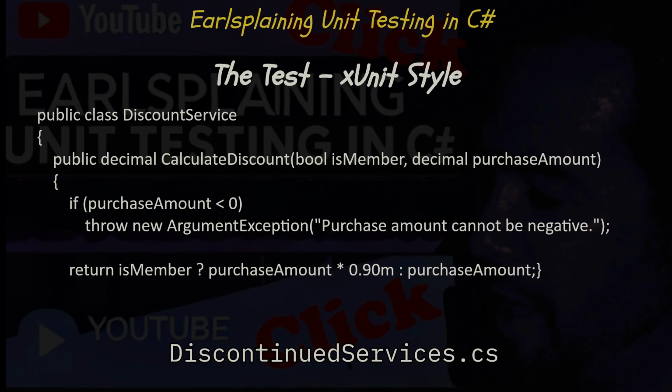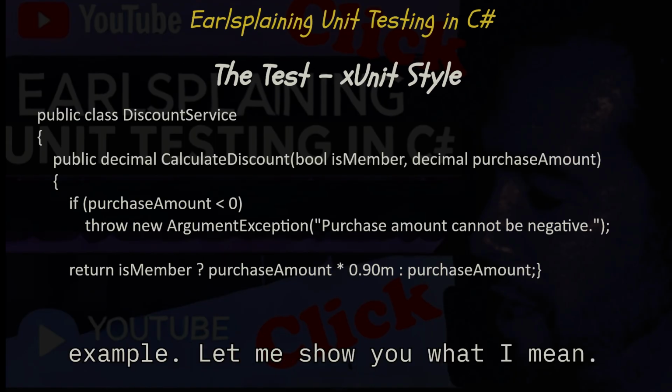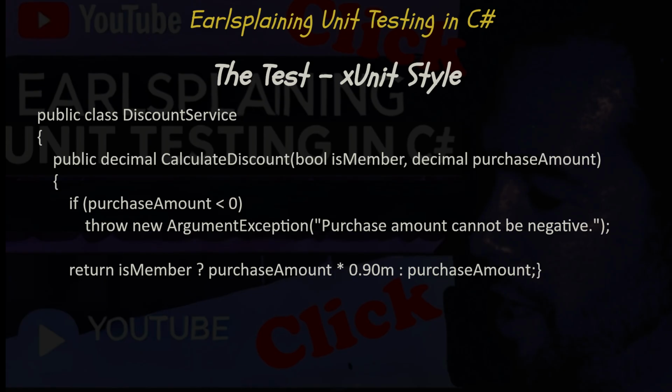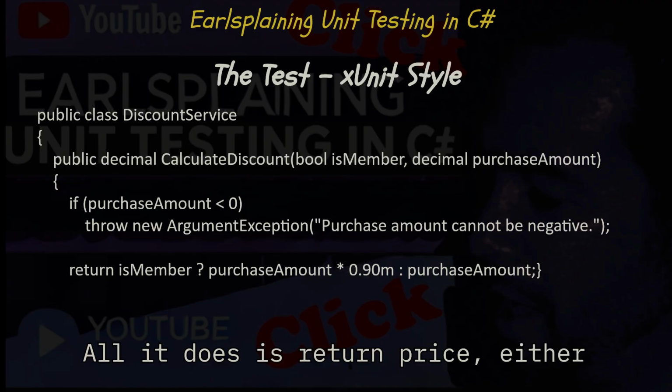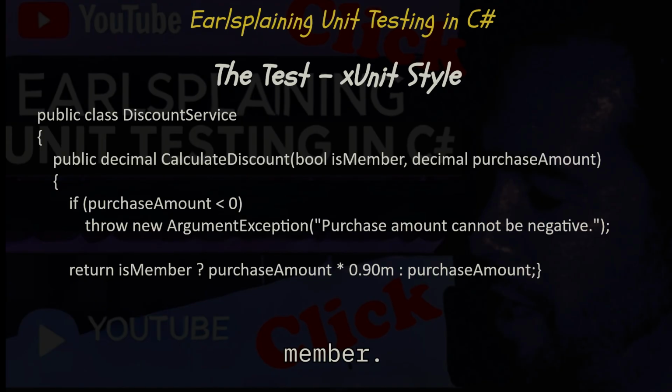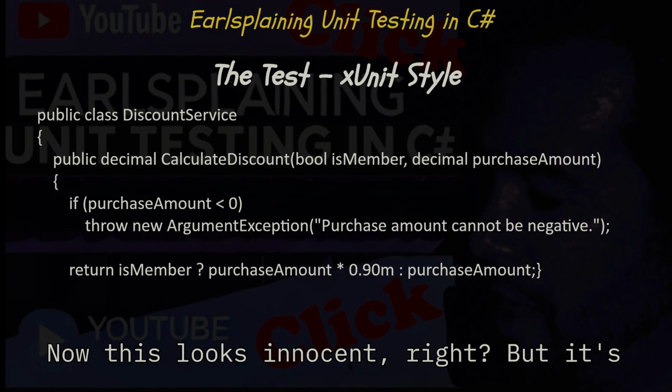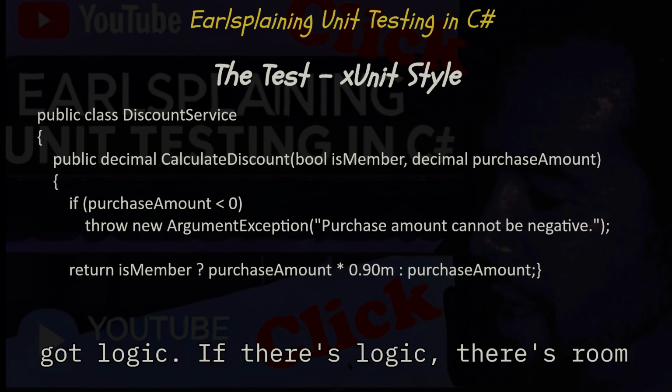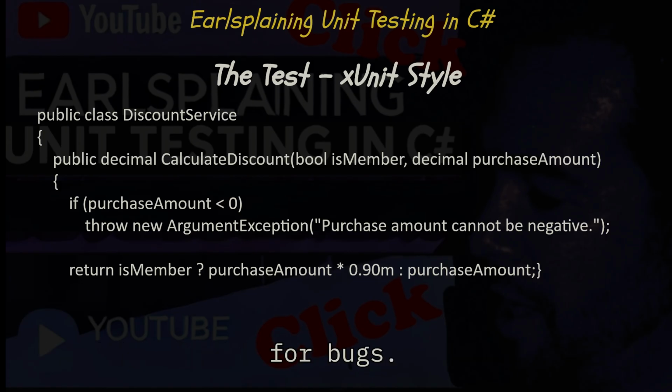DiscountService.cs example. Let me show you what I mean. Here's a simple class called DiscountService. All it does is return a price, either full price or 10% off if the user's a member. Now this looks innocent, right? But it's got logic. If there's logic, there's room for bugs.